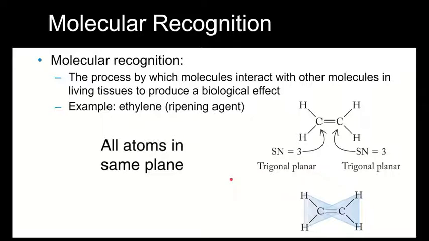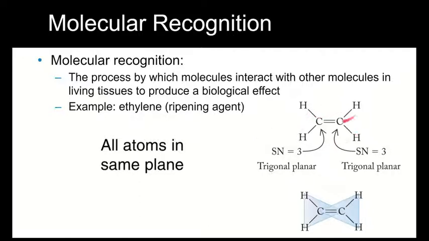So why is shape important? Molecular recognition. So the process by which molecules interact with other molecules in living tissues to produce a biological effect. So one example of this is ethylene. This is what ethylene looks like, and this is a ripening agent. So it's given off naturally by bananas, and that makes them ripen.